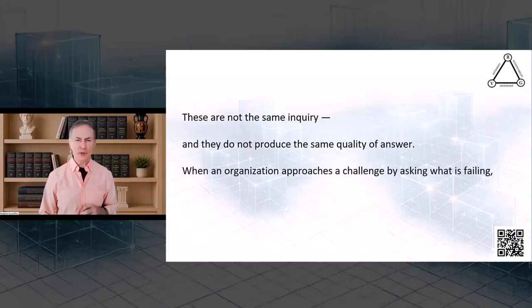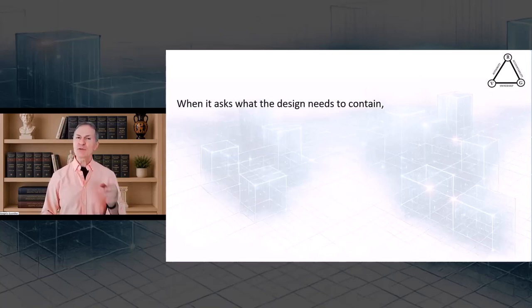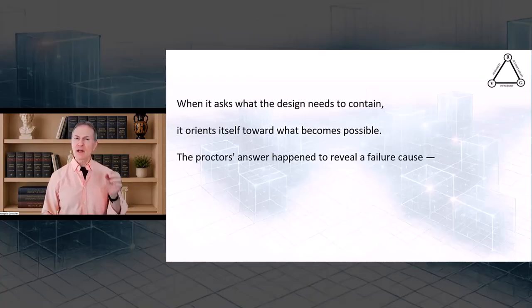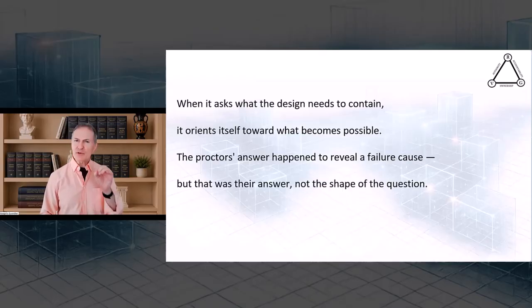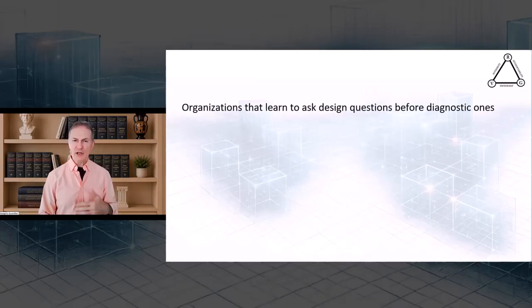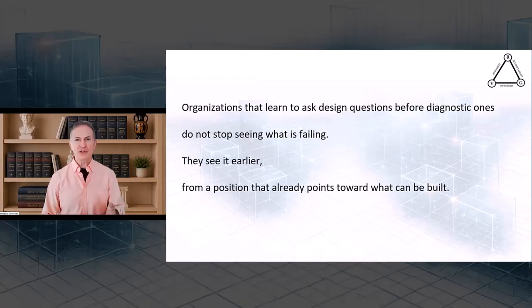When an organization approaches a challenge by asking what is failing, it orients itself toward the condition. When it asks what the design needs to contain, it orients itself toward what becomes possible. The proctor's answer happened to reveal a failure cause, but that was their answer, not the shape of the question. The question was always about design. Organizations that learn to ask design questions before diagnostic ones do not stop seeing what is failing. They see it earlier, from a position that already points toward what can be built.